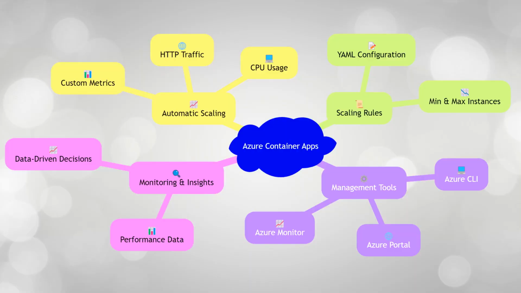Azure Container Apps provides automatic scaling based on HTTP traffic, CPU usage, or custom metrics. You can define scaling rules in your YAML configuration file, specifying the minimum and maximum number of instances for your container app. Azure Container Apps will automatically scale your application based on these rules, ensuring optimal performance and cost efficiency. Additionally, you can monitor and manage your container apps through the Azure portal, Azure CLI, or Azure Monitor. This integrated monitoring and management capability allows you to gain insights into your application's performance and make data-driven decisions.